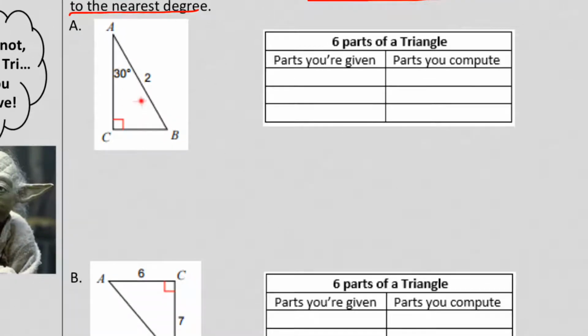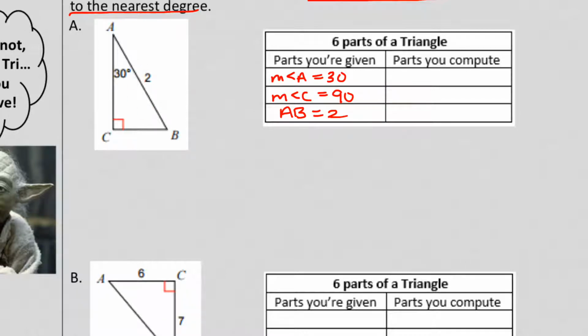So if you think about this right triangle in terms of its 6 parts, you're given some information to start. First, you're given that the measure of angle A is 30 degrees. You're also given that angle C is a right angle, so the measure of angle C is 90 degrees. And you're also given to start that the side AB is equal to 2. So that's given to you to start.